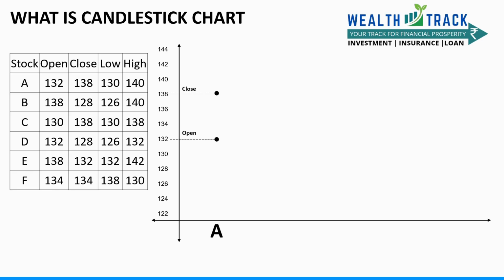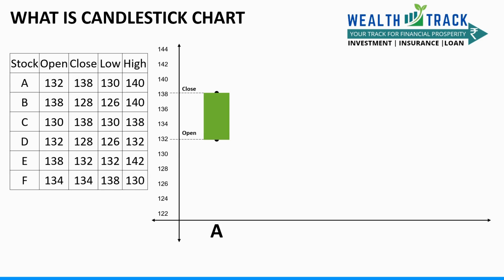Once I plot the opening price and closing price, what we need to understand here is that the opening price is 132 rupees. However, the stock closed above its opening price at 138. Hence, I connect these two dots with a candle, or what we call the body of the candlestick, but the color will be green. Why is the color green? Because the closing price is higher than the opening price. Okay. So when the stock closes at 138 rupees, does it mean that for the entire day 138 was the highest price?